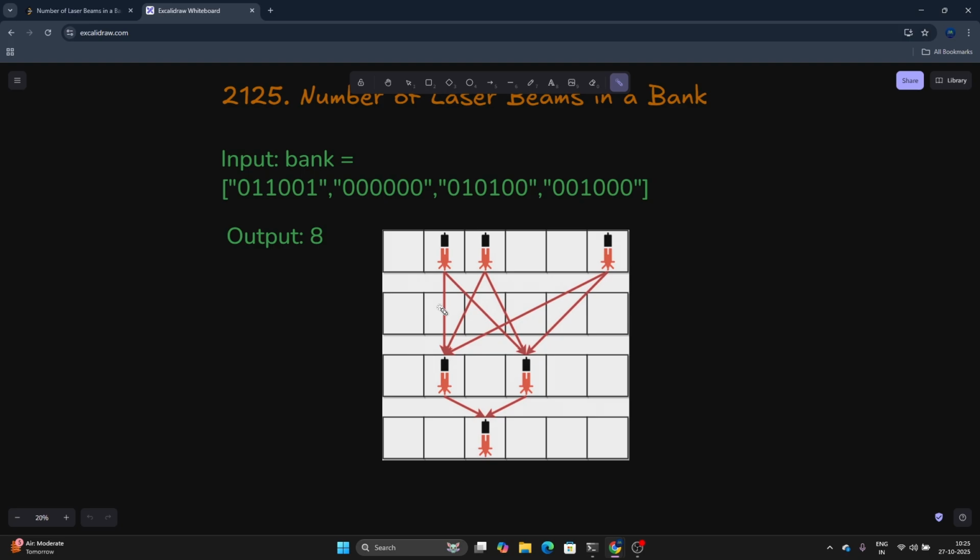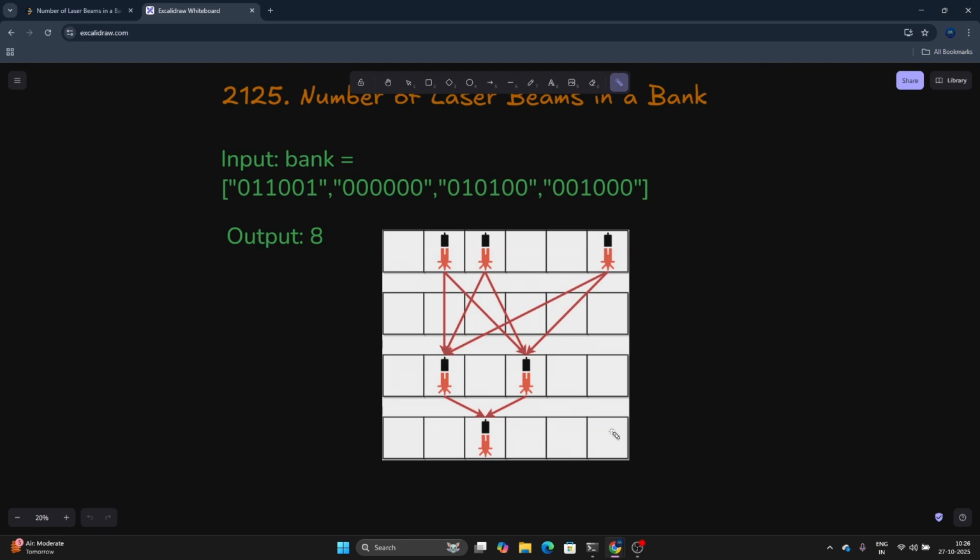Like there should be no row in which there is a security device and that row is in between. For example, if this is a security device and this is a security device, there will not be a laser beam from this particular device to this particular device because there is another security camera between them. There is a row, the third row I would say, which contains security devices, but we have another row, the second row, which doesn't contain any security device. So that is why the security devices at the first row and the third row have a laser beam between them.